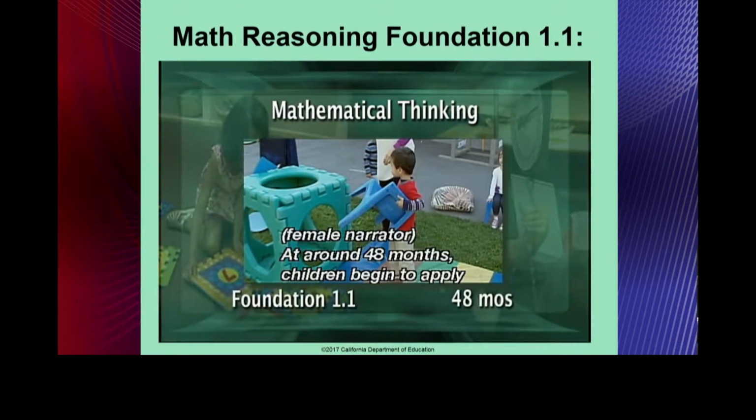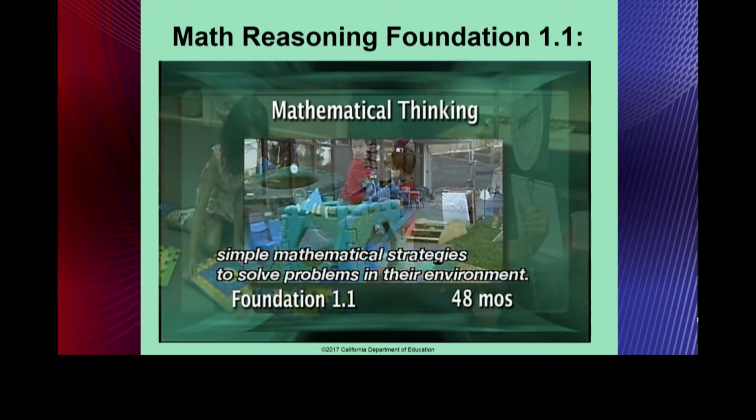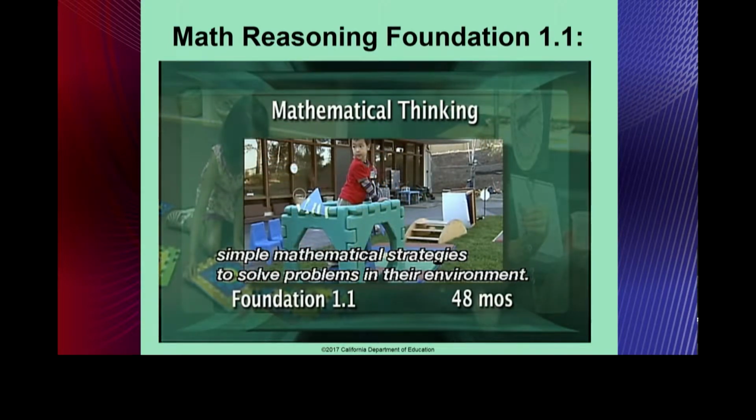At around 48 months, children begin to apply simple mathematical strategies to solve problems in their environment.